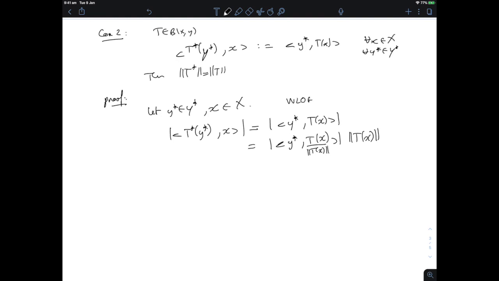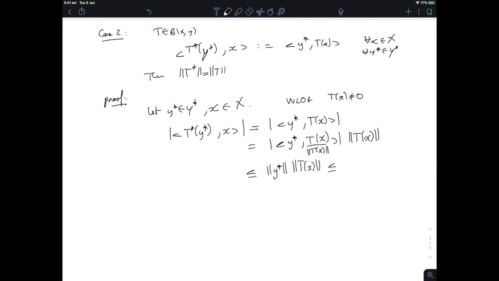So without loss of generality, I can assume that T of x is non-zero. And now this is certainly smaller than the norm of y star times the norm of T of x, right? Because I'm testing y star on a vector that has norm 1. So this is smaller than the supremum of y star applied to y, for any y on the unit sphere.